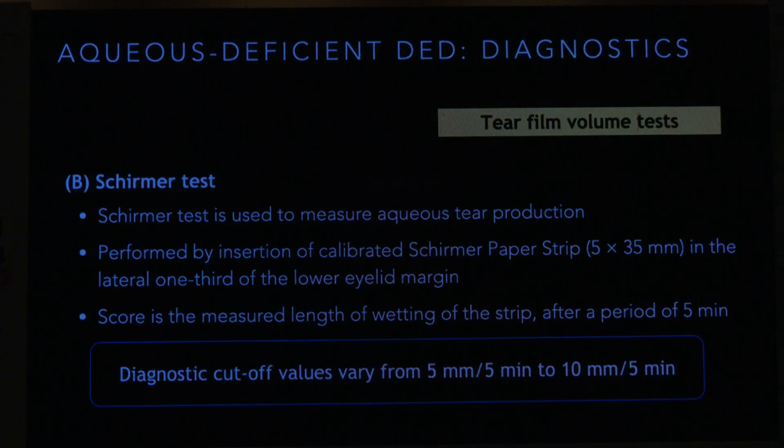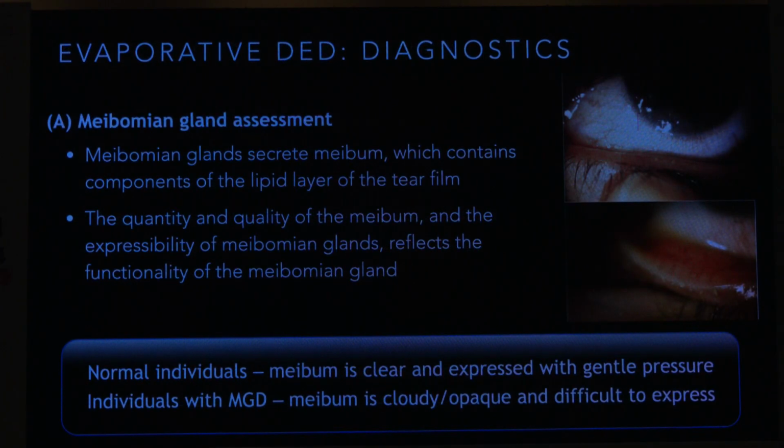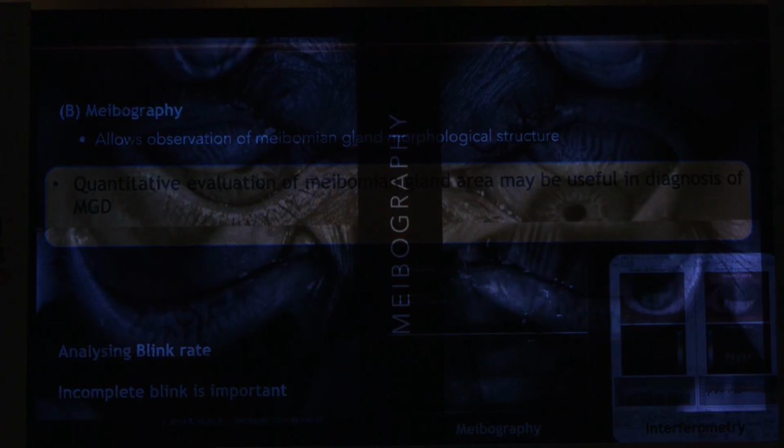Meniscus height itself can be measured on the slit lamp, and now we have devices which can do that. Schirmer's is again invaluable, and a cutoff of anything less than 5 is diagnostic of aqueous deficient dry eye. Between 5 to 10 is borderline, and you can look at other things to come to a diagnosis. Evaporative dry eye, you want to also look at the meibomian gland assessment, meibography.